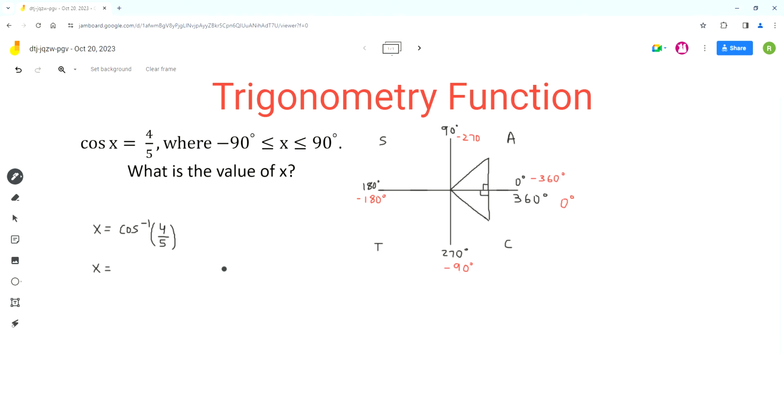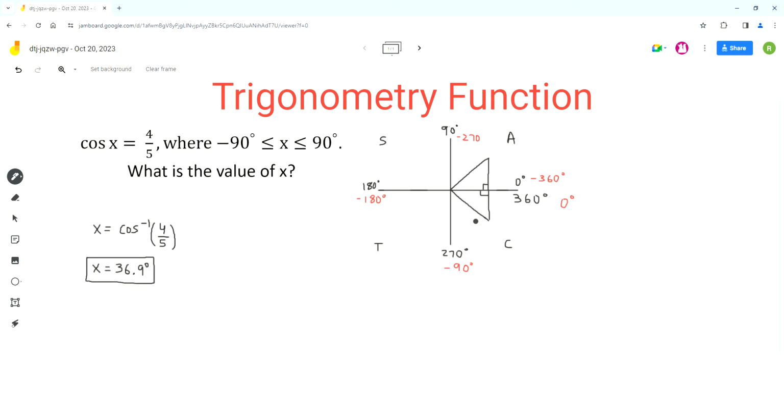I get 36.9 degrees. This is a rounded answer; I rounded the answer to the nearest tenth. Now since the given domain has angles in degrees, the answer for x should be in degrees. So this is the first answer, in the first quadrant.